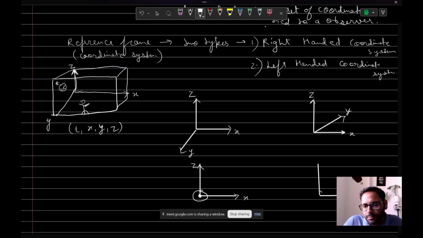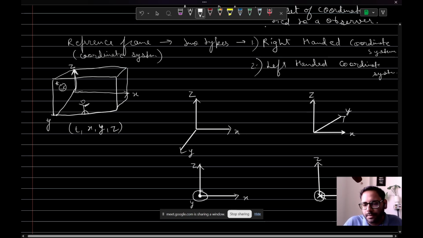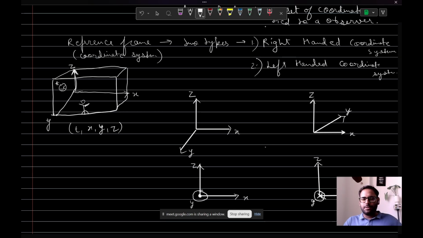And again, you draw a circle and make a cross here on the origin. This is x, this is z, this is also y. So the difference between these two reference systems: this one is the left-handed coordinate system and this is the right-handed coordinate system.